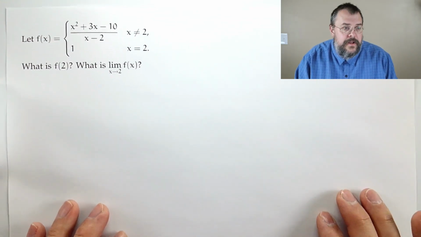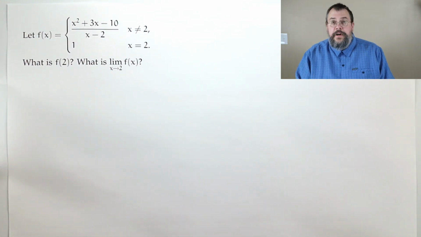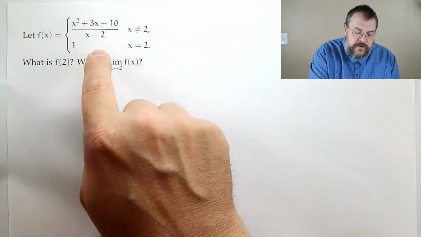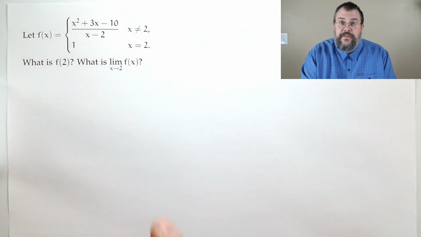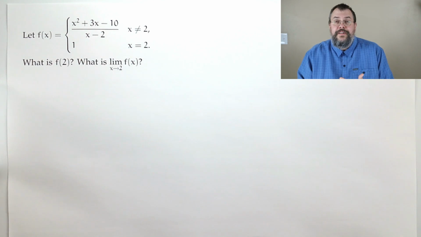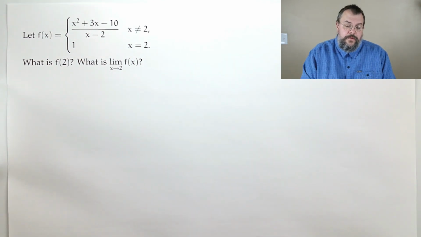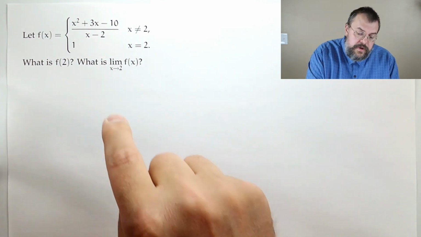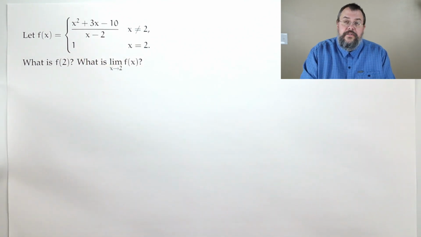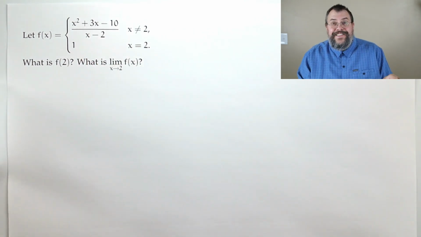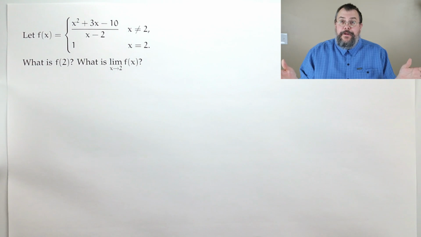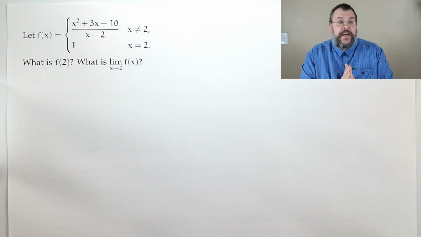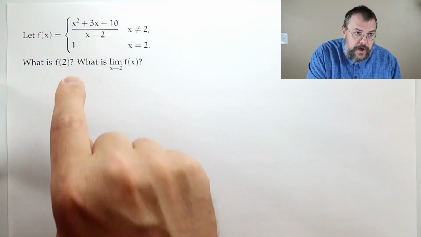So, suppose we have that x squared plus 3x minus 10 over x minus 2 is our function, except when x is not 2. Now, it's a really reasonable thing to say that x is not 2. Why? Well, because when x equals 2, you're going to get a 0 downstairs, and that's bad. We don't like zeros downstairs. Well, what happens when x equals 2?